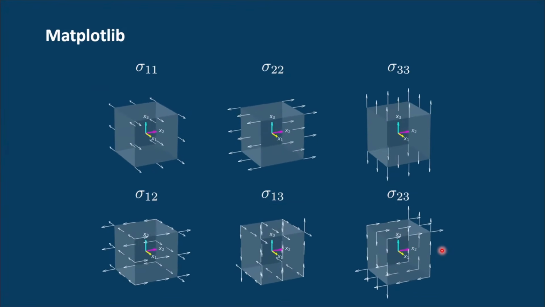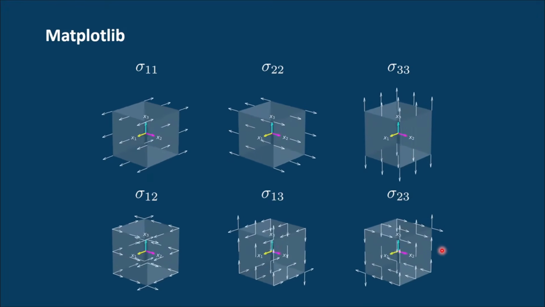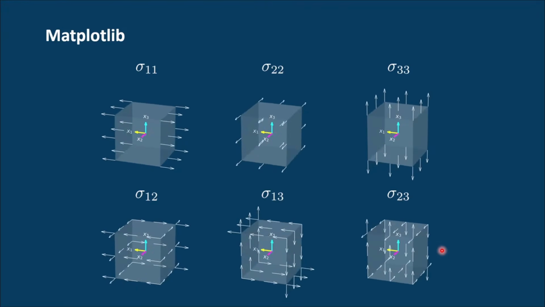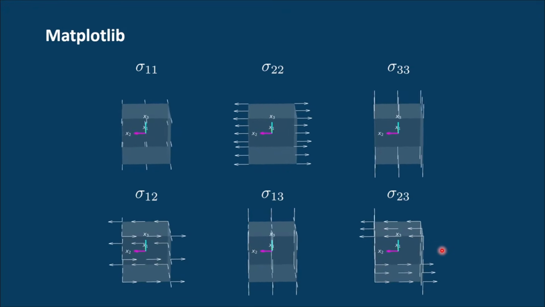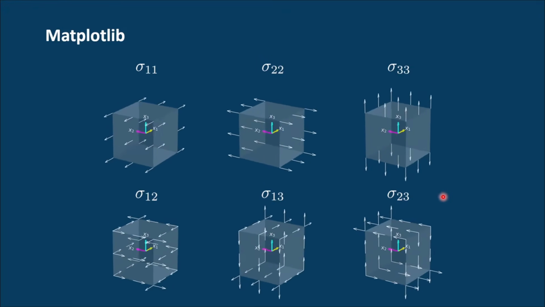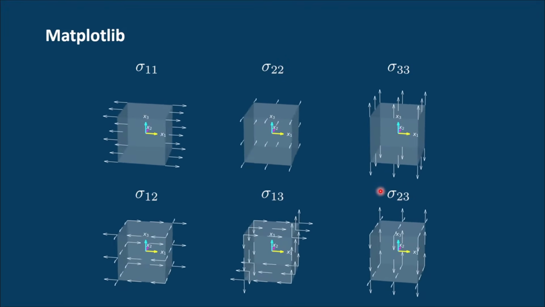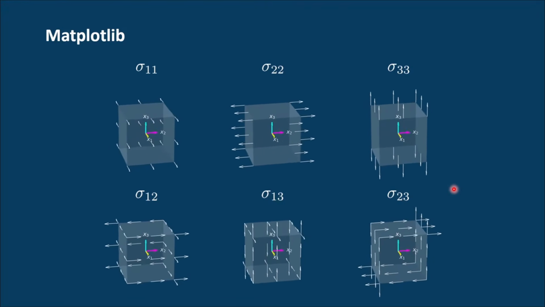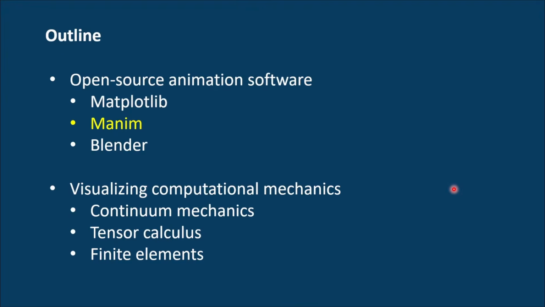As I said, this can be done in 2D and 3D, so we can also use Matplotlib for making animations in 3D. So here you can see the components of a stress tensor visualized using Matplotlib. I have to say though that in my experience, the Matplotlib 3D animations sometimes don't look as nice as you would maybe like them to be.